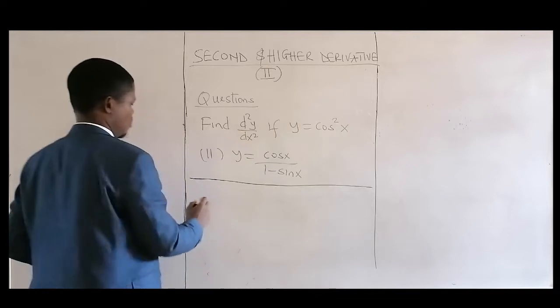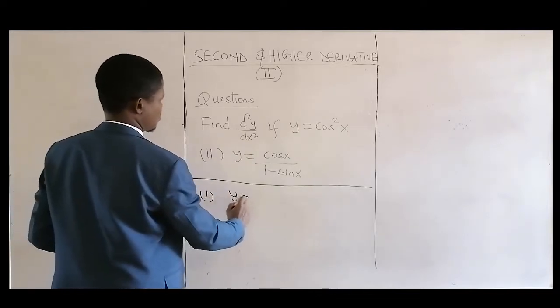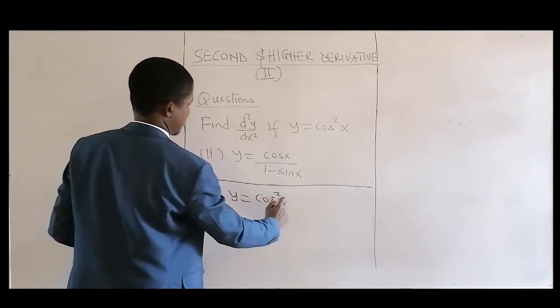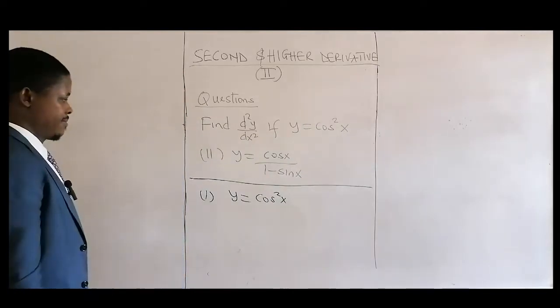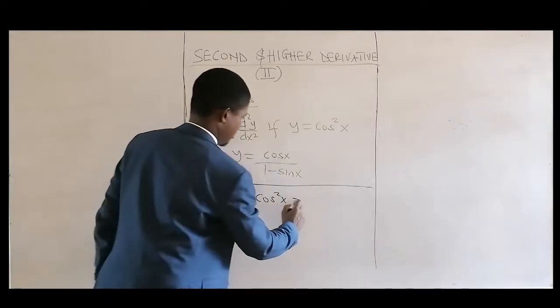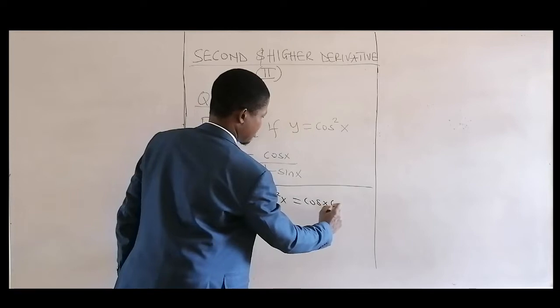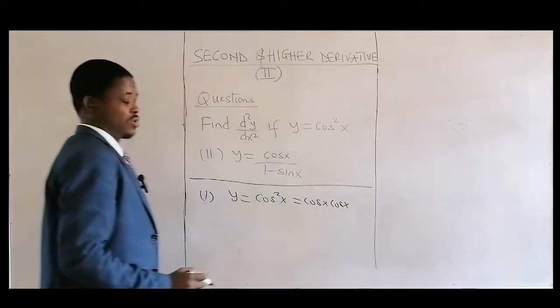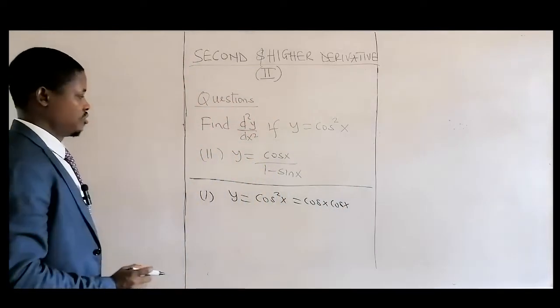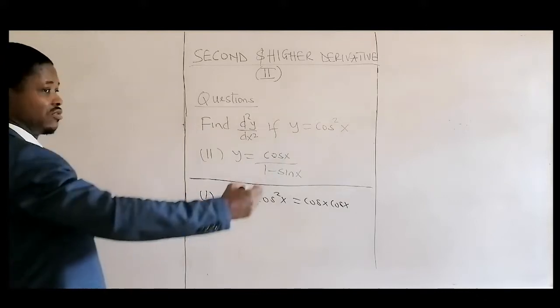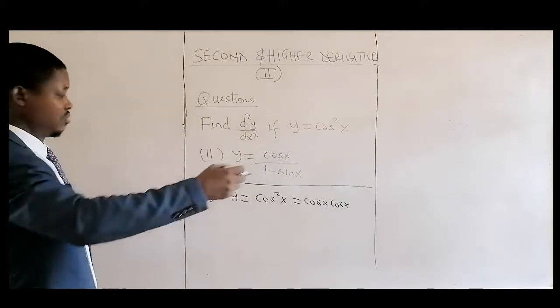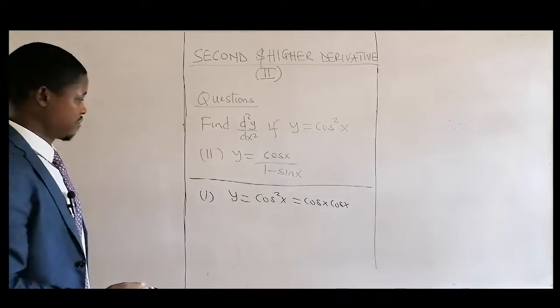This question, the first one, y is equal to cos square x. Don't forget, this one means cos x squared, and you can use the product rule. Okay, but I'm not going to use the product rule. I'm going to use functions of functions. Very soon, in the next video, you will see the video on functions of functions.